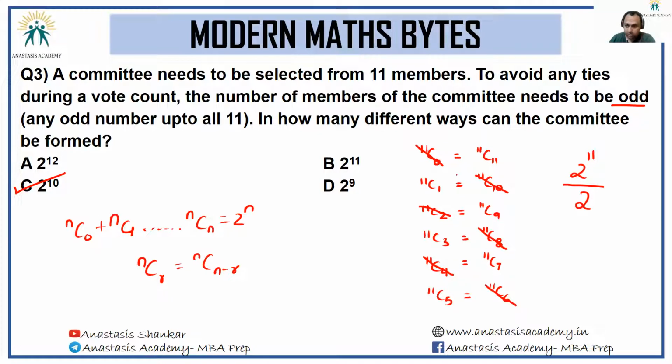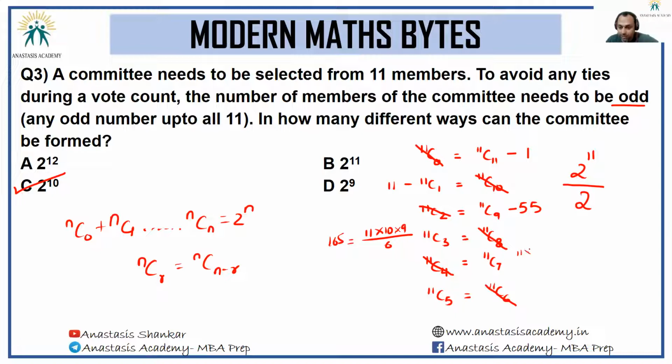In case you want to go down the path of doing it a little more slowly, it will be 1. This will be 11. 11C2 will be how much? 11 into 10 by 2, so 55. This will require my time and effort. Let's go. 11 into 10 into 9, so 11 into 15 by 6. So 165.